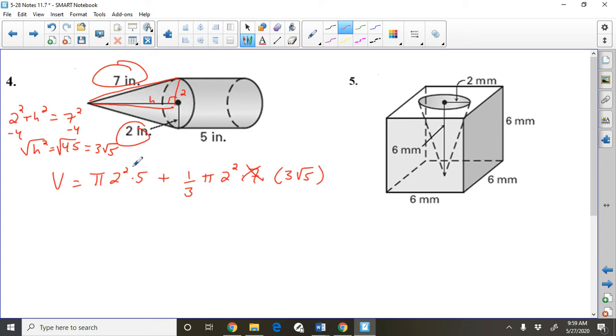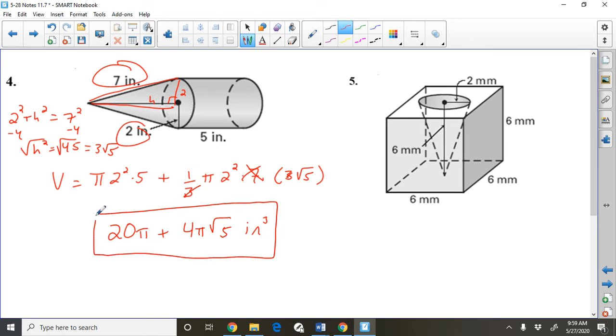Here, I'm going to find the volume of the cone. So that's 4 times 5 is 20 pi, plus 1/3 times pi times 4 times 3 square root of 5. The third and the 3 cancel out, and I get 4 pi square root of 5. These are not like terms because one has a square root of 5 and the other one does not. So I'm going to leave them like that, and my unit is cubic inches.